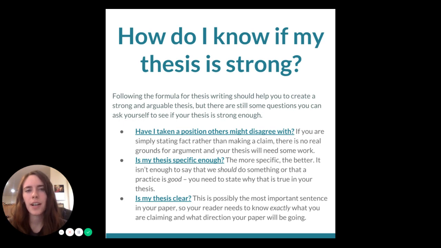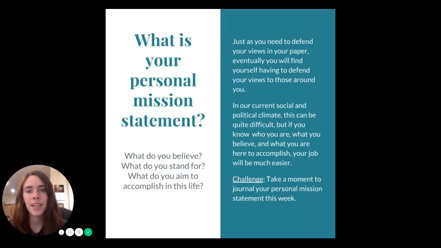And briefly, I want to talk about mission statements. So, a mission statement is kind of how you portray yourself and your goals to the world. What do you believe? What do you stand for? And what do you aim to accomplish? Companies use this, churches use this, and individuals even use this.